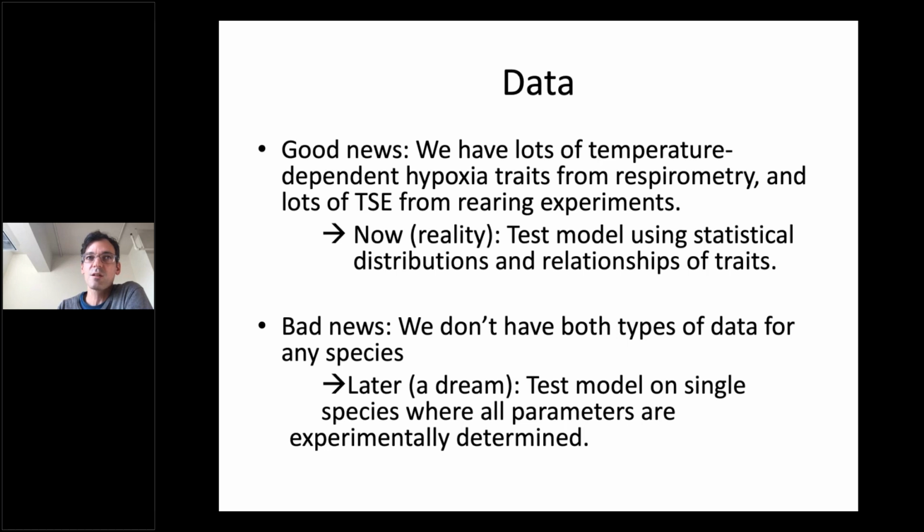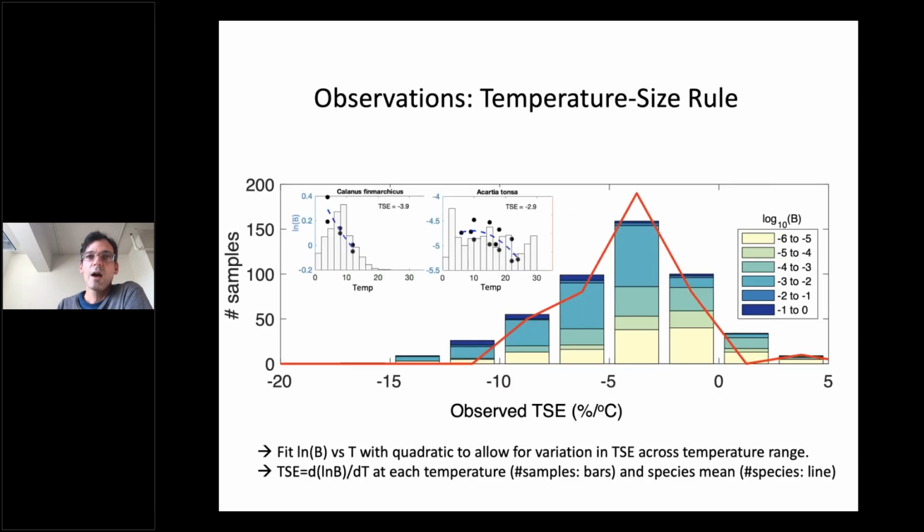The bad news is that the set of species for which we have all those parameters together is basically the empty set. We don't have those same parameters for the same species, but we have lots of different species, and we can draw histograms of the frequency of those traits. So that's what we're going to do. And we want to go back to the original observations for TSE and compare statistically: can we reconstruct this distribution of temperature size effects from the more fundamental physiological traits?